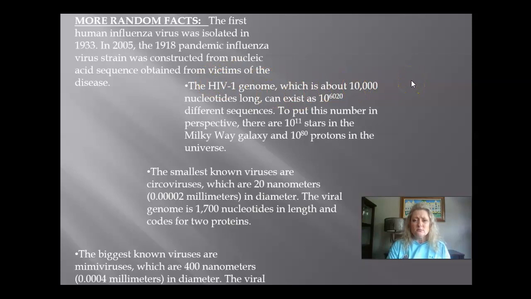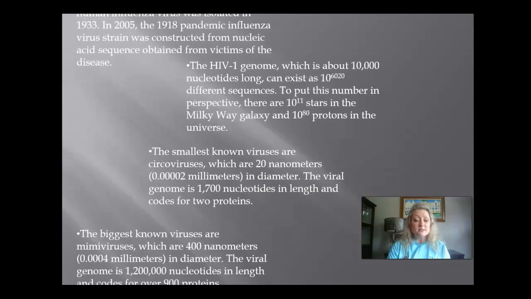HIV is a small little virus, meaning that its genome is only about 10,000 nucleotides long. The smallest virus that we know about is called the circovirus, and they're very small. They only have 1,700 nucleotides. Nucleotides are those A's, C's, T's, and G's, remember, that make up the genomic sequence.